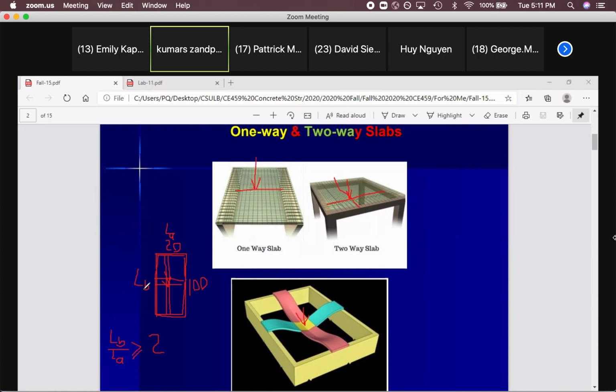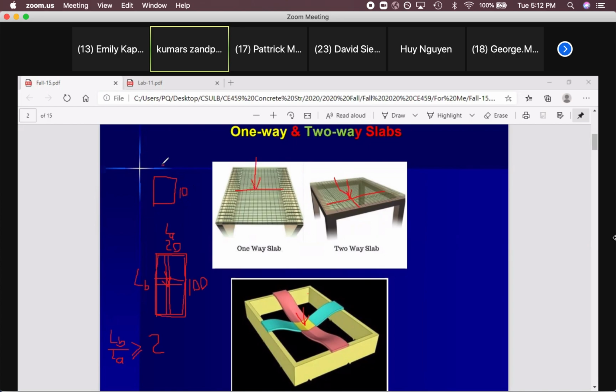Just load will be transferred in one direction. The percentage of the load that will be transferred to the long side is very small percentage. And because of that, we can neglect that whenever LB over LA is greater than 2. Just remember this, that's a good limit. If it's less than that, then it will be transferred as a two-way slab.